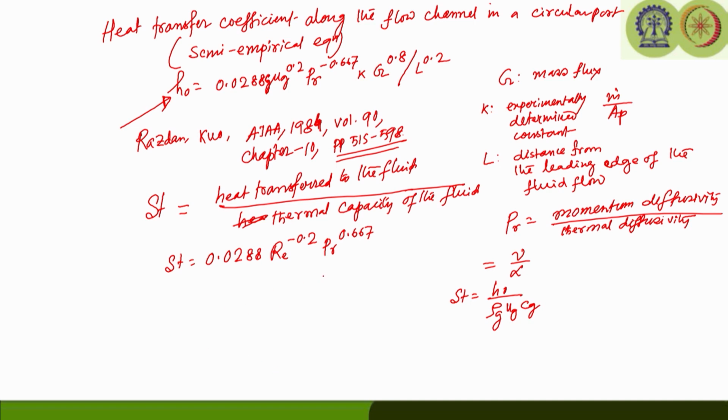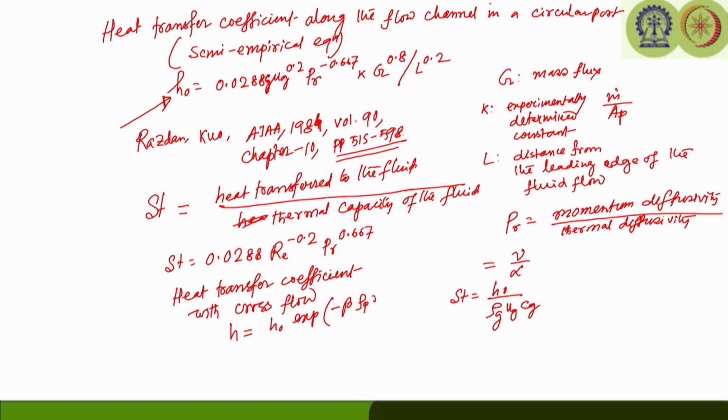In a number of experimental studies, it has been shown that the heat transfer coefficient with cross flow is expressed as H0 e to the power minus beta rho p r by g, where beta is the blowing parameter, and it is generally determined from experiment.